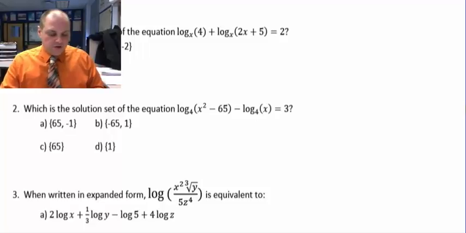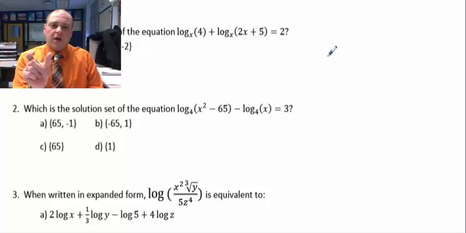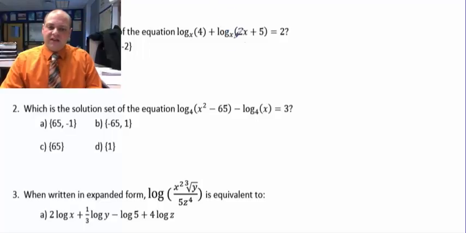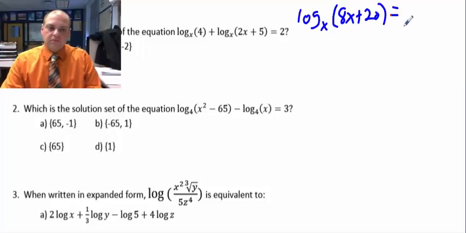All right, so the first one is a log equation, and we can't solve it as is. See how you have log plus log? You can't have two logs on the same side of the equation, so we need to condense these logs. We're going to make it log base x, and because it's addition, we multiply. 4 times 2x plus 5 is 8x plus 20, equals 2.